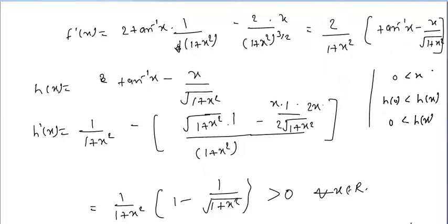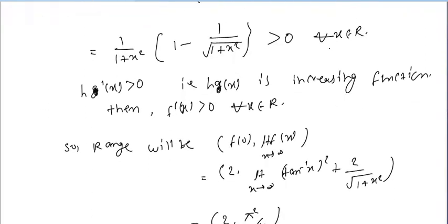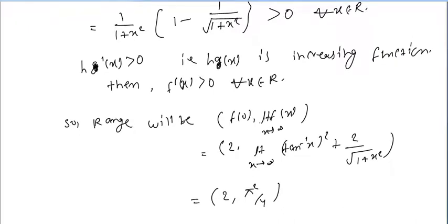So h(x) here is positive, so this function is positive, and this part is always positive because 1 plus x was greater than 0. So this total part is positive, so f'(x) is positive. That's why I have written here that f'(x) is positive.